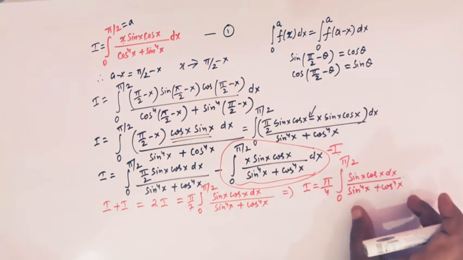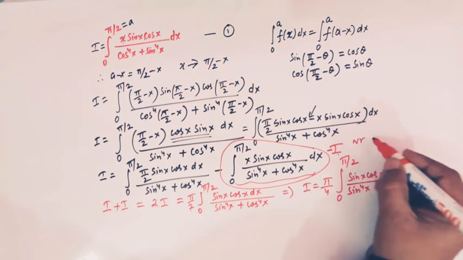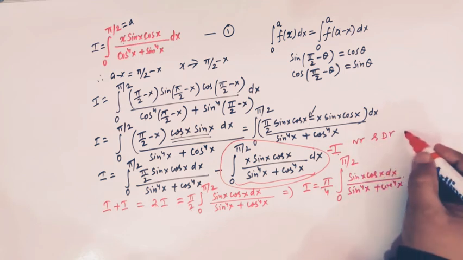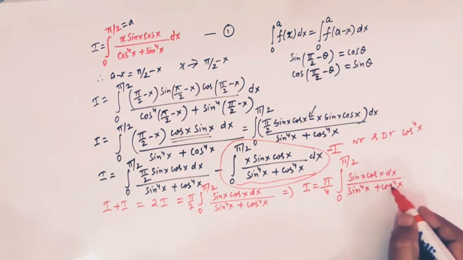Now we have to solve this integral, and what we will do is divide the numerator and the denominator by cos^4 x. So let us do that.